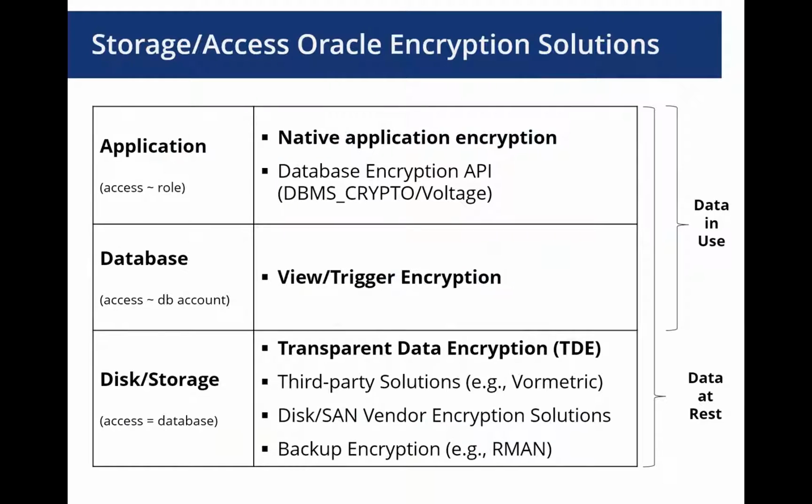So again, with application level encryption, the application, every single time it's reading and writing the data, is encrypting it. It may be using native database encryption APIs to do that. Another area is database level encryption using views and triggers.